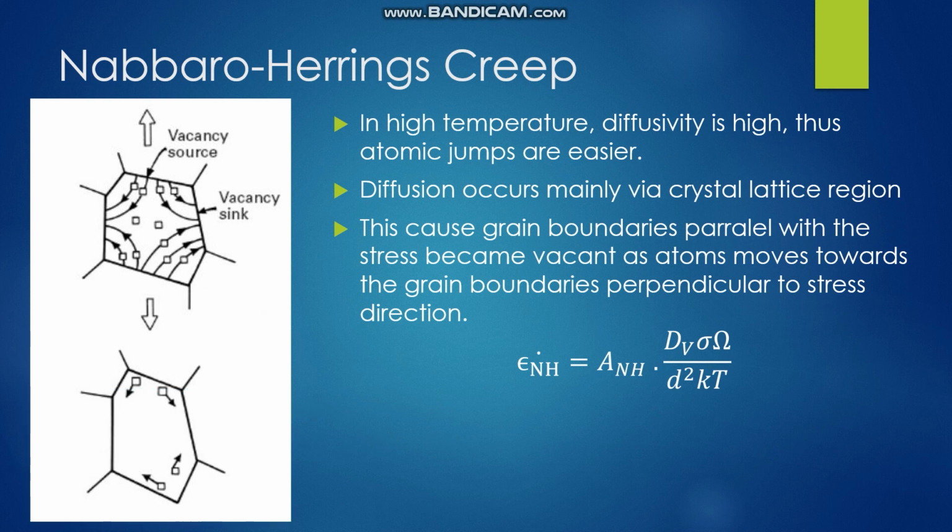To understand what actually is Nabarro-Herring creep or Coble creep, we must first understand how diffusion creep occurs. To put it simply, high temperature increases the atomic diffusivity across grain boundaries, and this allows the grain boundaries parallel to stress, right here, to become vacant as atoms move towards the grain boundary perpendicular to the stress region. This causes elongation.